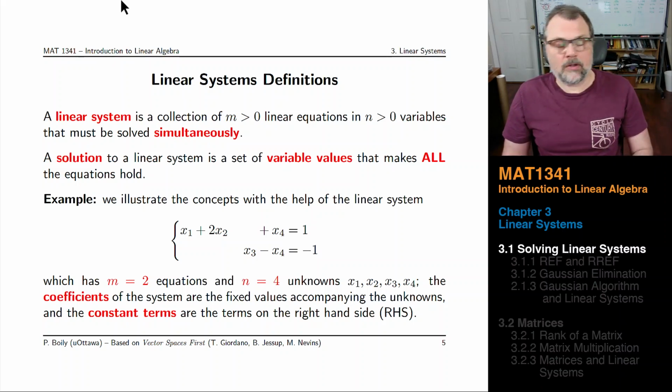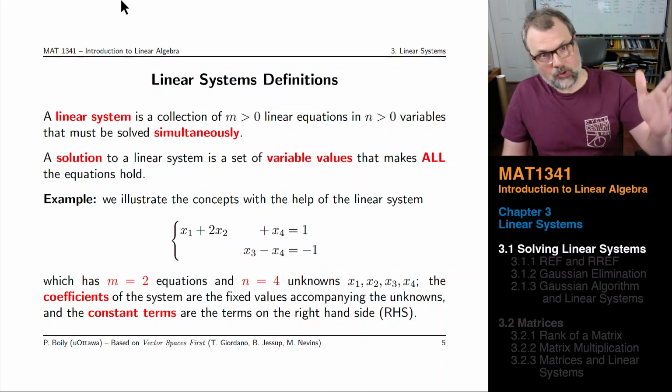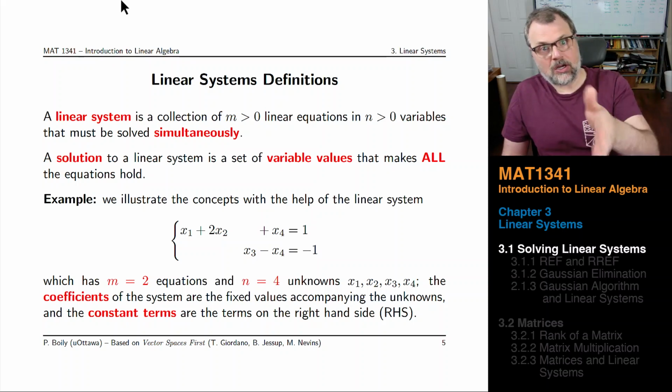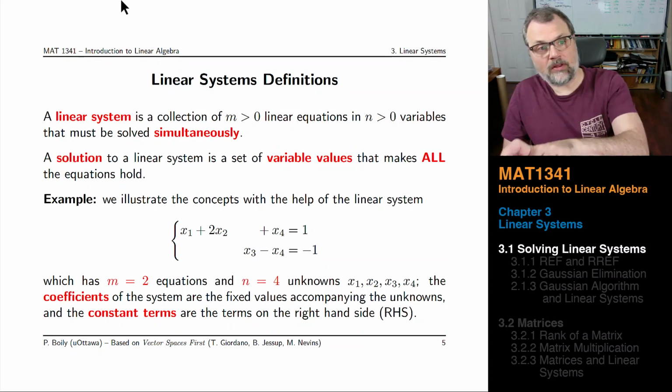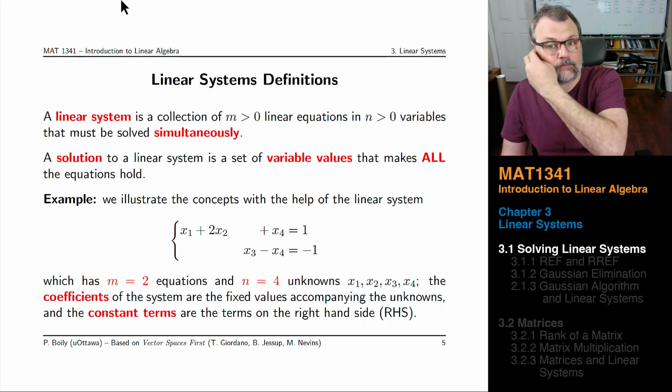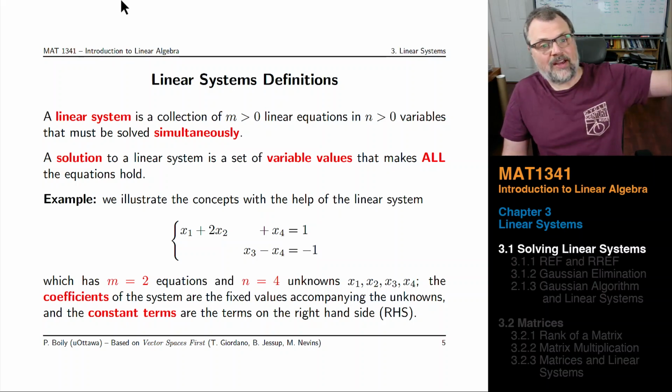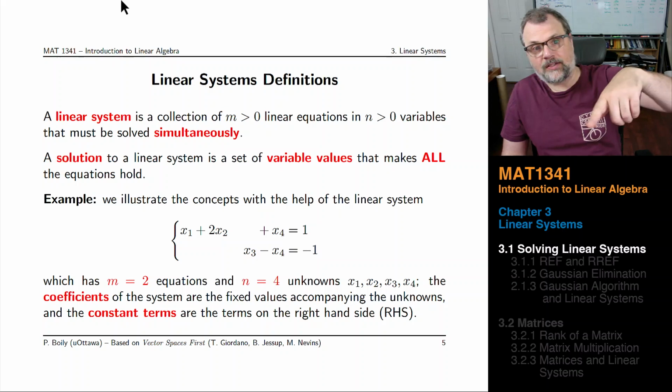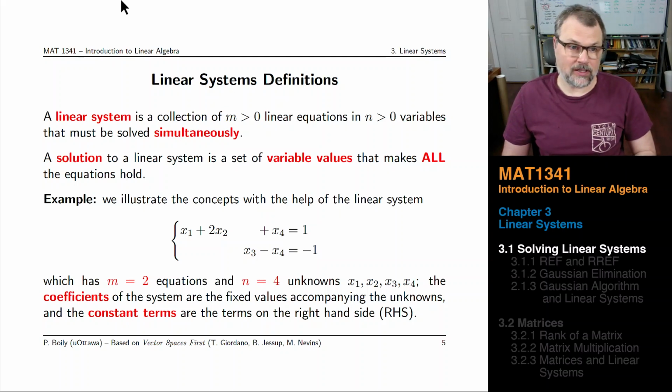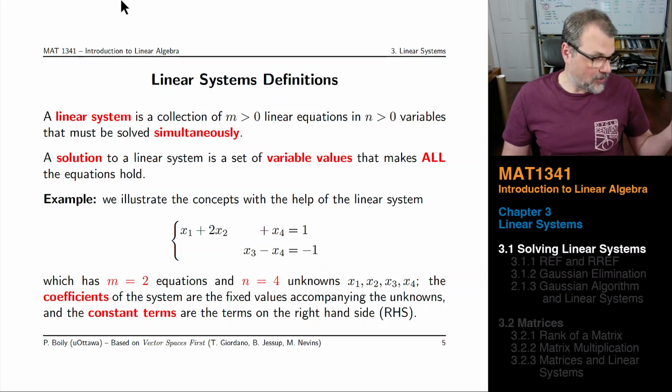So m linear equations and n variables. So you have m rows, typically n columns, together with a right-hand side, which gives the value the linear equation takes. And you want to solve these simultaneously. A solution to such a linear system would be a set of values for all of the variables in your system that makes all of the equations hold simultaneously.